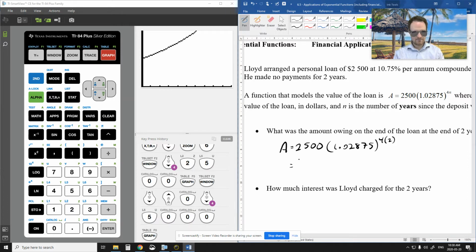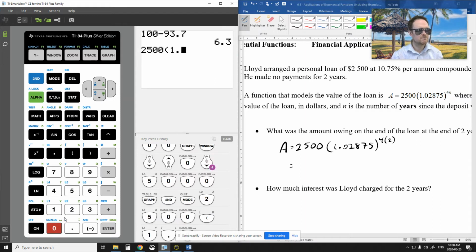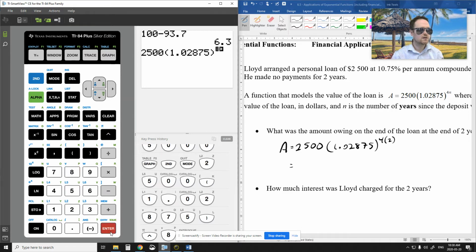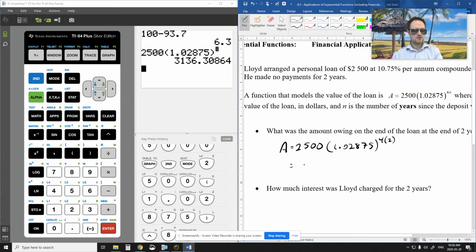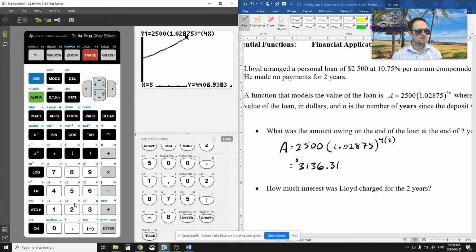So 2,500. I don't know why I'm typing in my calculator there. I have my calculator here. I don't think we need the graph to do this question, but whatever. To the power of 8. So he will owe $3,136. And I don't know, 31 cents, who knows. Okay, but you could have got that from the graph too. Here's my graph. I can just go trace 2, and you get the same number there, 2 being 2 years.